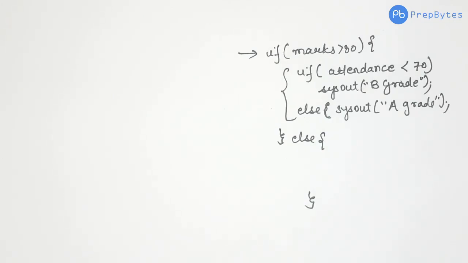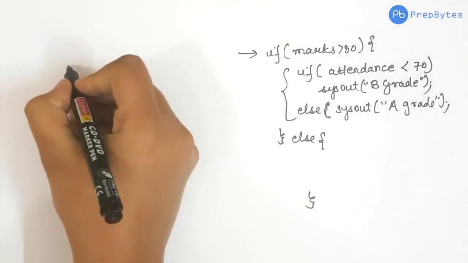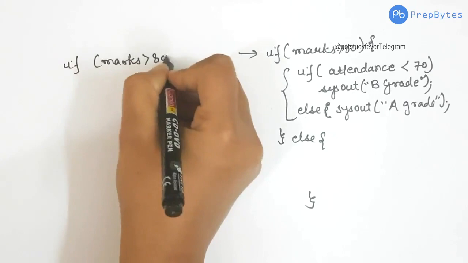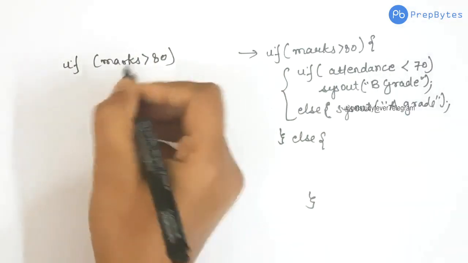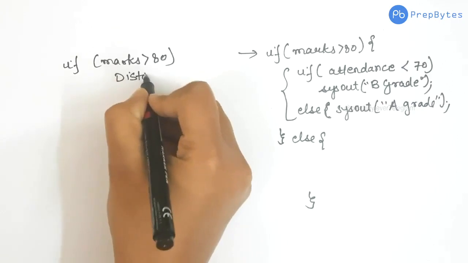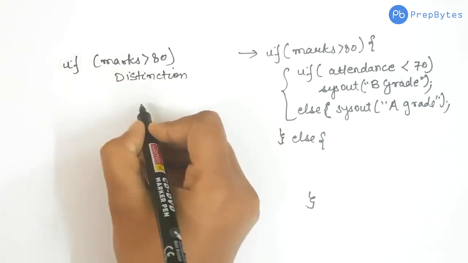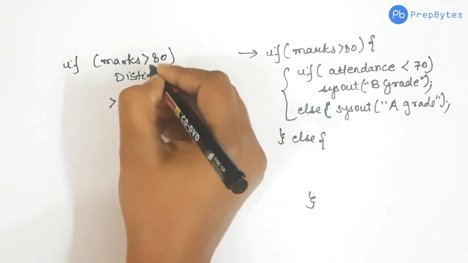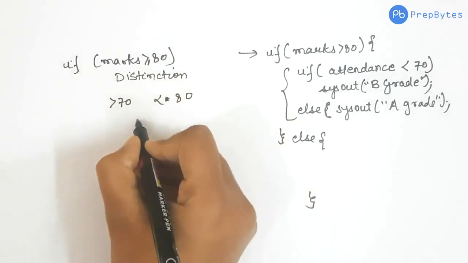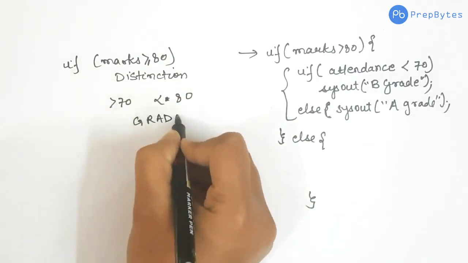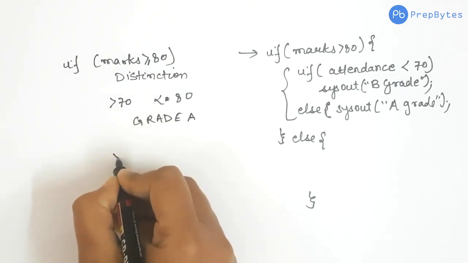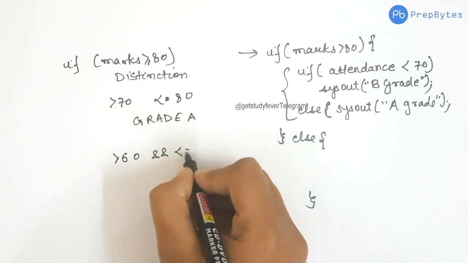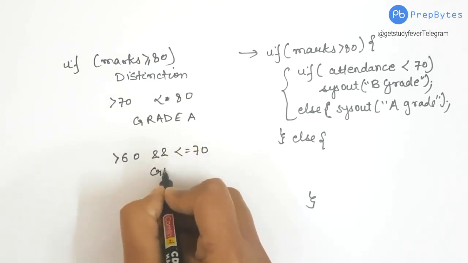Now, let's say we come across a problem statement that if marks is greater than 80, we give the student grade A, or let's say we print distinction. If marks is greater than 70 and less than or equal to 80, let's say we print grade A. And then if marks is greater than 60 and less than or equal to 70, let's say we print grade B.